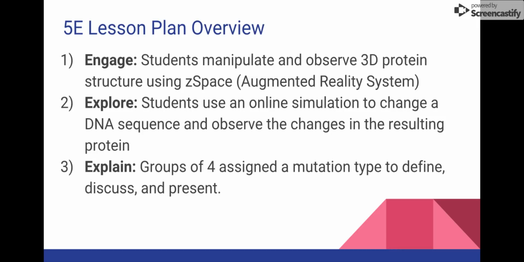In the explain phase, students work in groups to define and assign mutation type based on how they change the original DNA sequence and then how that change affects the resulting protein. They create a whiteboard presentation that includes 2 examples of their mutation that they created themselves using the simulation.